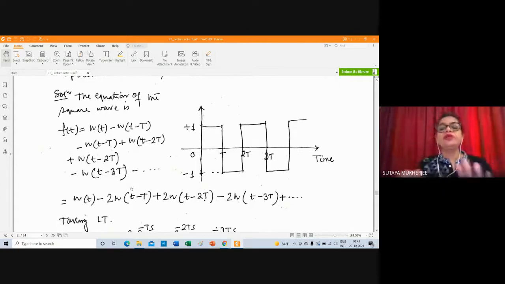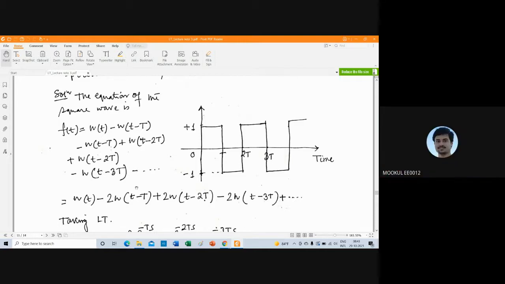Is there any query regarding this equation of the square wave? Is there any query from anybody? Am I audible? Abhishek? Yes, ma'am.